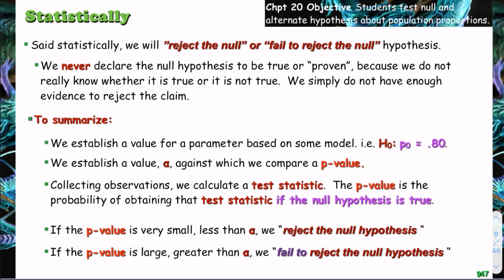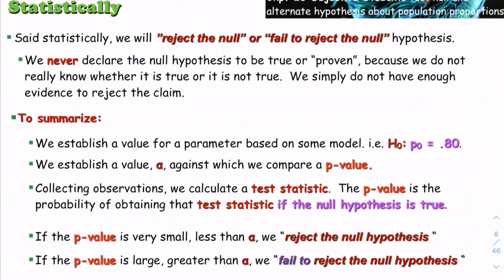So to summarize this process, big picture-wise, we establish a value for the parameter based on some model, let's say our null hypothesis. So we say our null hypothesis is 80% made putts. We establish an alpha value against which we are going to compare a p-value. This alpha level is how unusual do we want this data to be? And it ranges. Maybe you want to be below 10%. Maybe you want to be below 5% probability. Maybe you want to be below 1% probability.